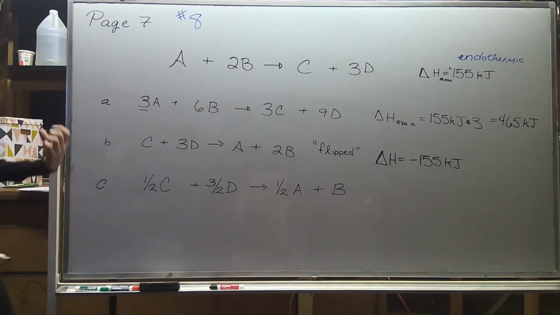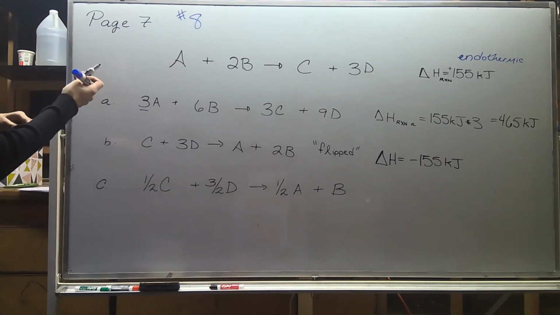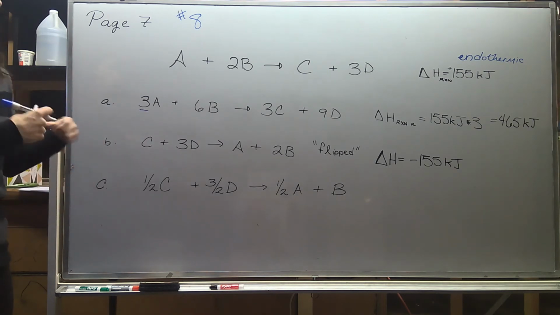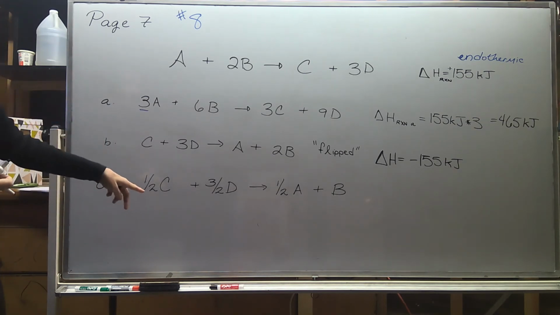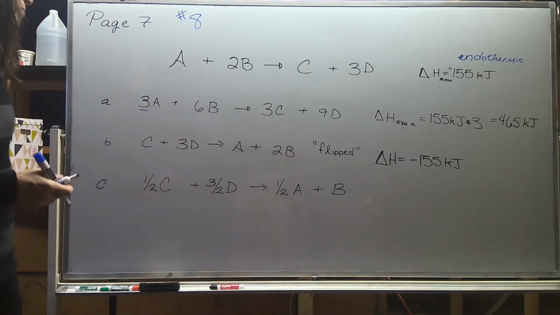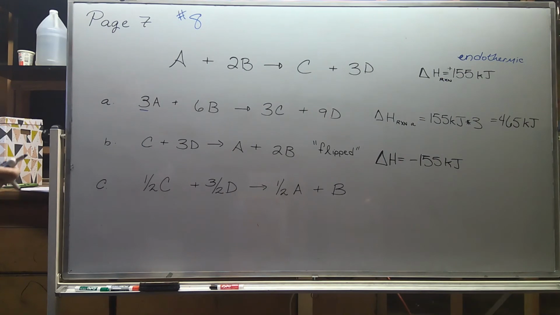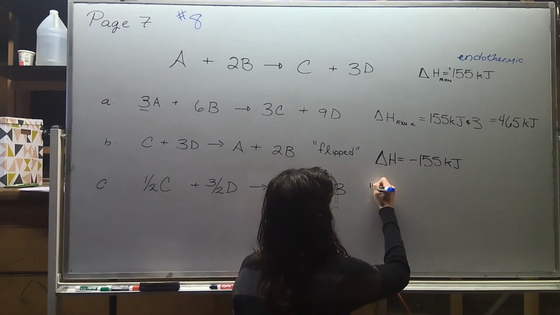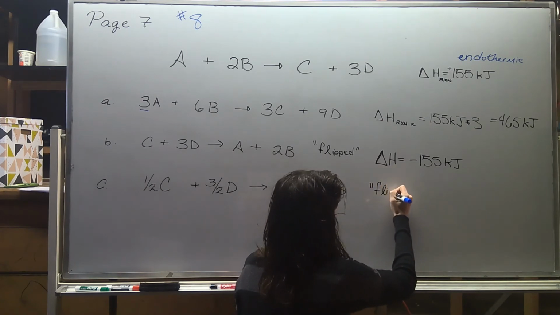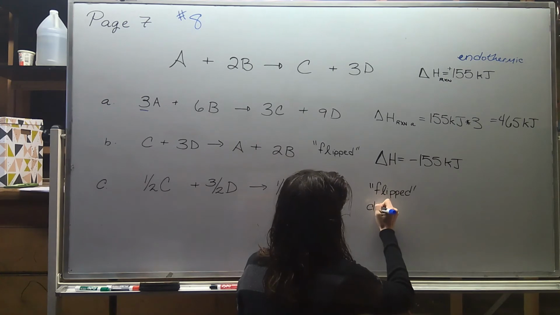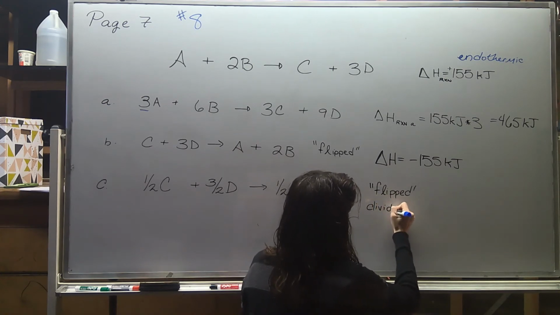In letter C, we'll see how we can start combining these manipulations. So in letter C, we have a flipped version of our original. But in addition to it being flipped, it also looks like it's divided by 2. So let me make note of both of those things. Divided by 2, or divided by half.